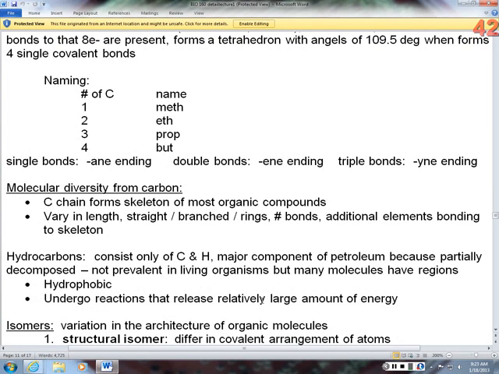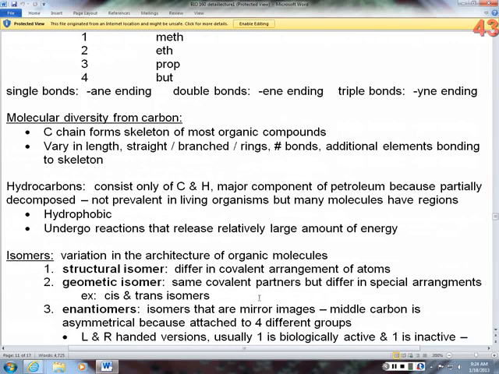So carbon chains are going to form the skeleton of most organic compounds. They can vary in length. They can be straight or branched. They can be in rings. The number of bonds can vary, and the additional elements that bond to it can vary. So hydrocarbons are things that consist mostly or only of hydrogen and carbon. So a lot of your fossil fuels, when they talk about burning hydrocarbons, what they're talking about is burning things that are mostly carbon and hydrogen.